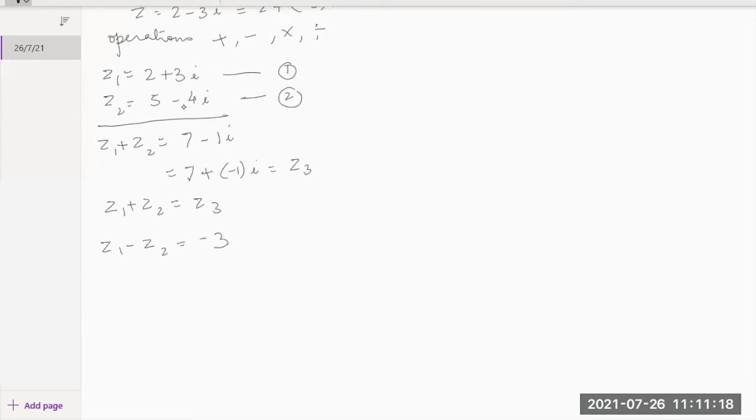Let me write again. Z1 equals 2 plus 3i, Z2 equals 5 minus 4i. Now, when you were doing the algebraic subtraction, you changed the signs. This is how you did. So, Z1 minus Z2 will give you 2 minus 5, giving you minus 3, and 3 plus 4, giving you 7i over here. So, now this becomes your answer over here.